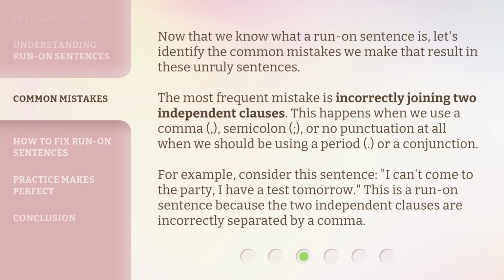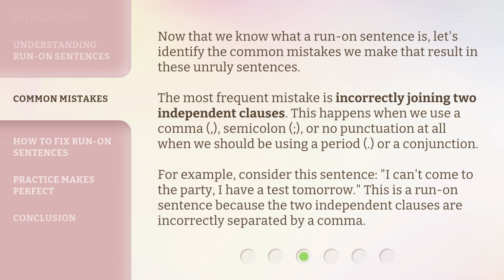Now that we know what a run-on sentence is, let's identify the common mistakes we make that result in these unruly sentences. The most frequent mistake is incorrectly joining two independent clauses. This happens when we use a comma, semicolon, winking face, or no punctuation at all when we should be using a period, or a conjunction.